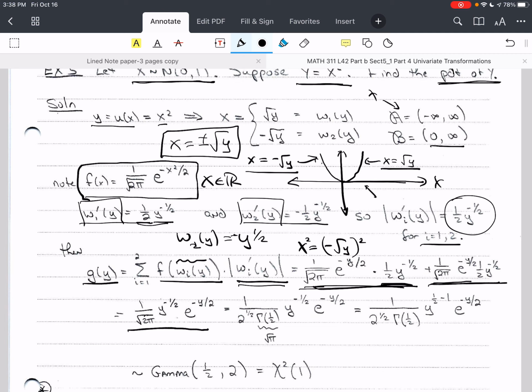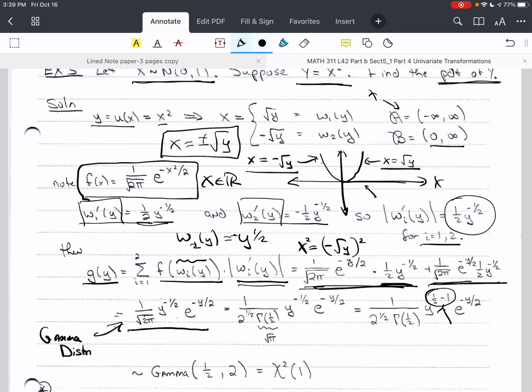This reminds us of a gamma. This is a gamma distribution, not function, distribution. So now, remember, you need to know that gamma of 1/2 is square root of pi. And then we have square root of 2, which is 2 to the 1/2. And I can rewrite this using the gamma distribution. So I have 1/2 minus 1 in the exponent.